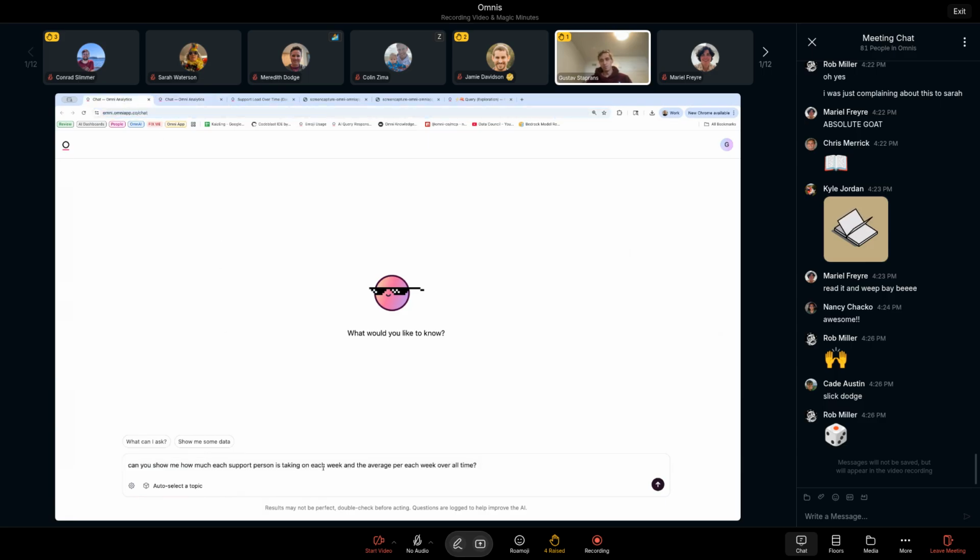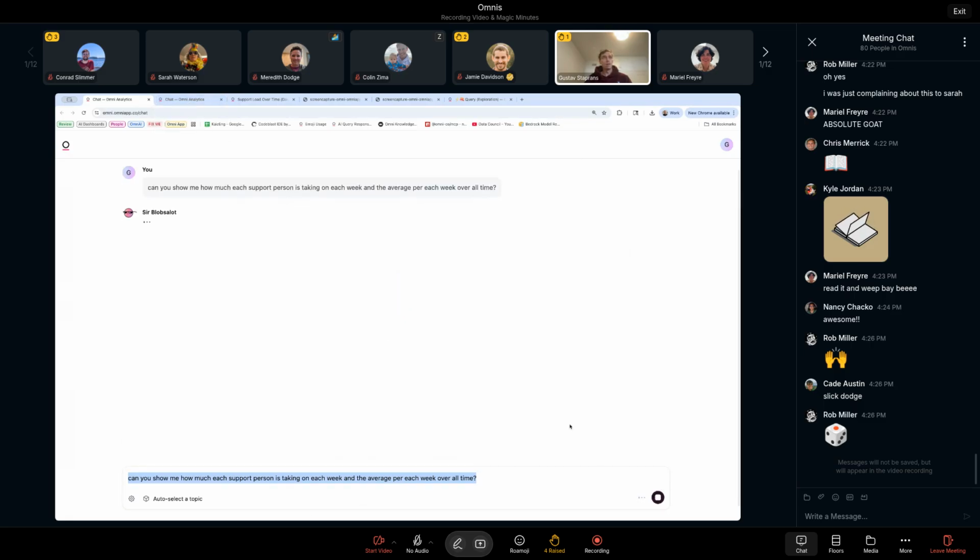And I want to do this on production data because it's generally easier to show complex queries on production data, but it's going to hopefully look at data that's not sensitive, assuming it does what I expect it to. So the question is, can you show me how much each support person is taking on each week and the average per week over all time? So a bit of an ambiguous question, but really I just want to see support load by person on the support team. So let's ask that without the flag.